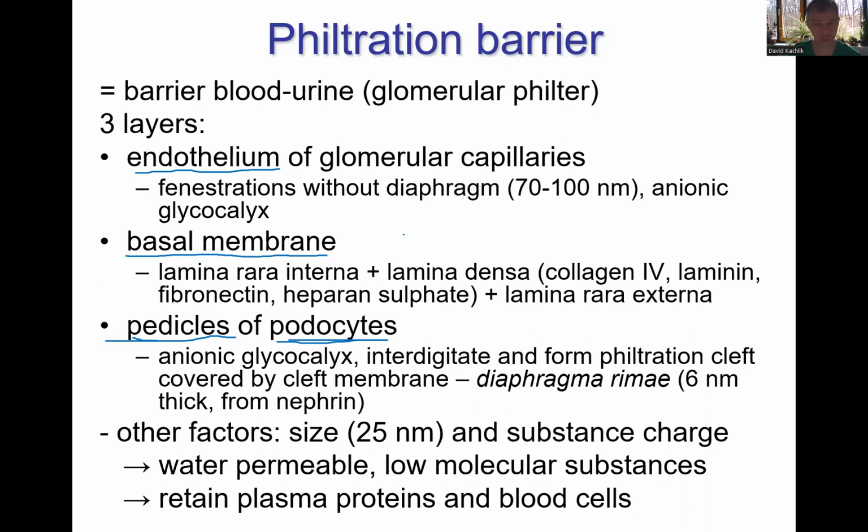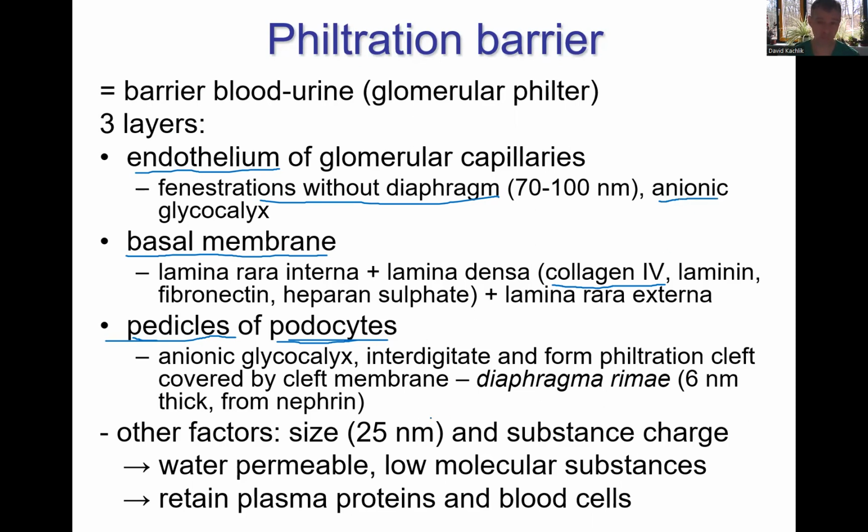So of course it's composed of 2 laminae rarae and 1 lamina densa. And the lamina densa contains several important proteins. And I think you should remember here is collagen 4, as collagen 4 forms a physical net for the filtration. Concerning the endothelium, I just repeat that we have the fenestrations without the diaphragm, and the wall of the fenestrations contains proteins which are anionic.